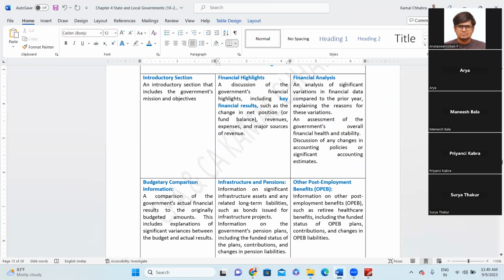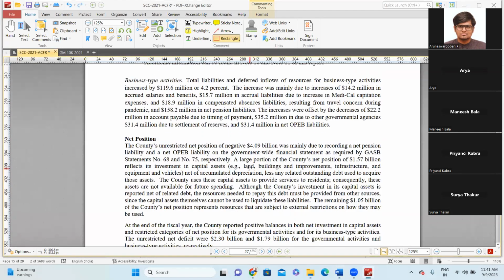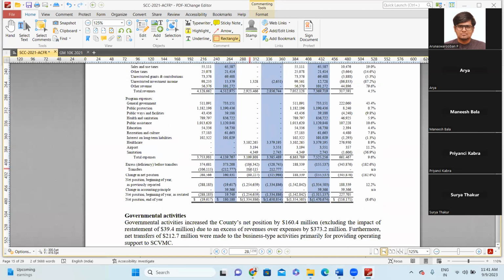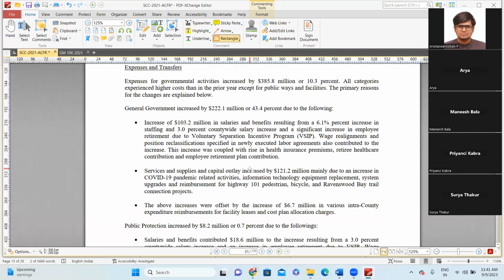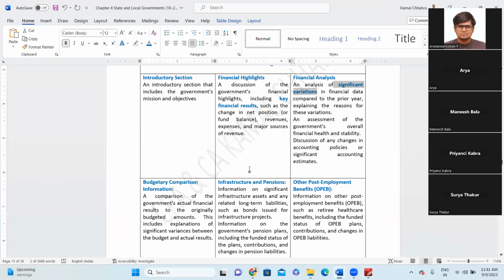So what they are saying is, an analysis of significant variation in the financial data compared to the prior year, and then explaining the reasons for those variations, right? An assessment of the overall government's financial health and stability, and discussion of any change in accounting policy or significant accounting estimate. So if there is any change in accounting policy or accounting estimate, that also they will be disclosing separately. Right? Make sense? So far, so good for points number 1, 2, 3. Yes, sir.